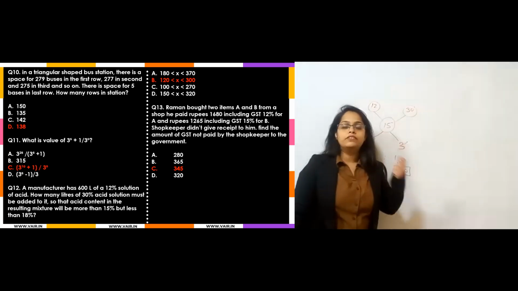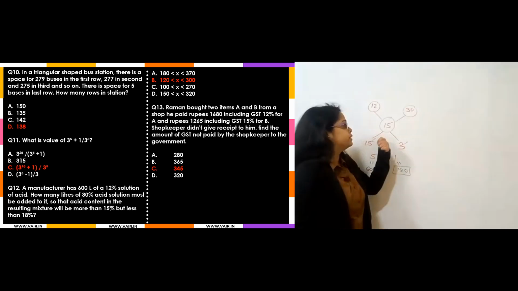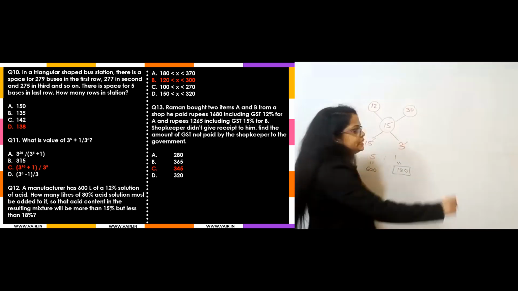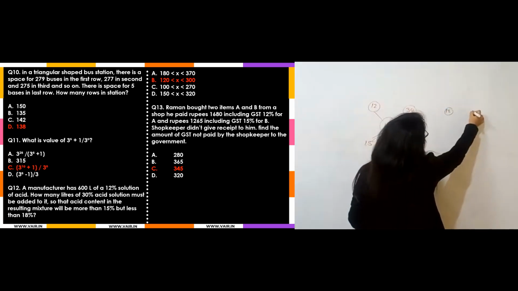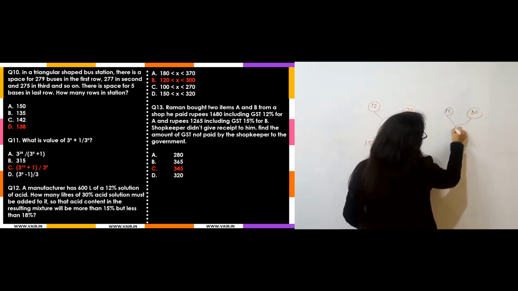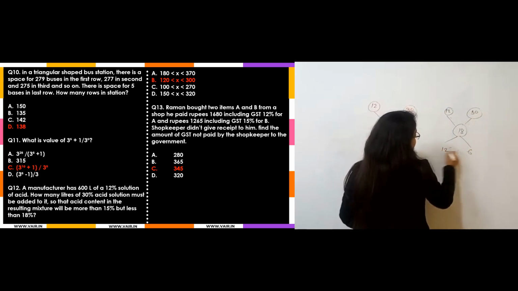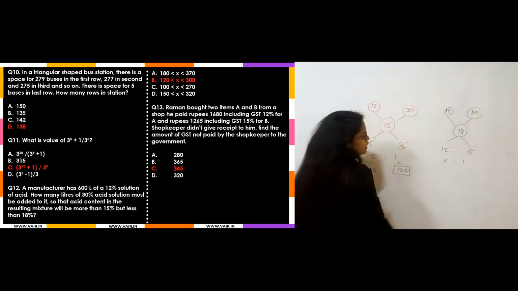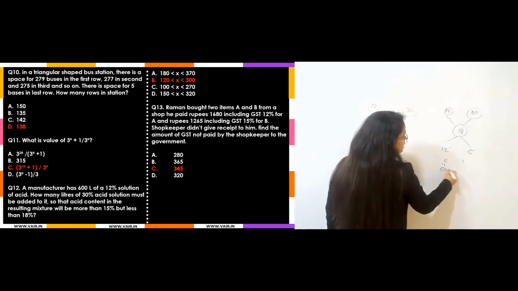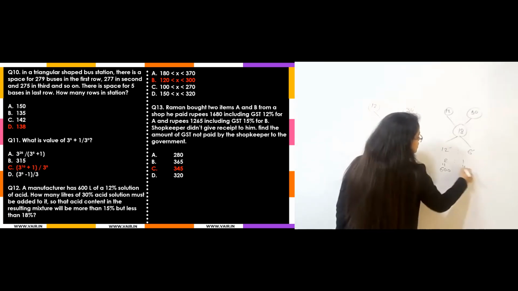And it should be more than 15 and less than 18. So let's solve for the other one also. 12, 30 and this is 18. So it will be equal to what? 12:6. That means you can say the ratio was 2:1. If 2 is equal to 600, 1 will be equal to 300.